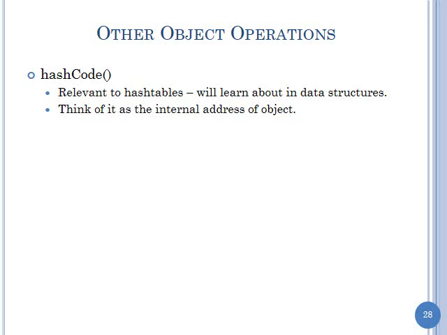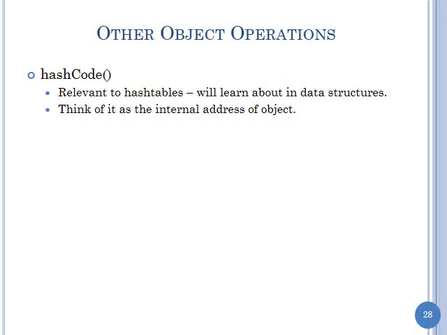Other object operations. So you guys have seen equals. You've seen clone. Hash code. You might have seen this when you use Eclipse. Okay, it has to do with hashing. Hashing is a very, very important concept in computer science, and you will learn a lot about this in 410. Okay, so it's like an internal address of an object, except it's a hash code, which is different.